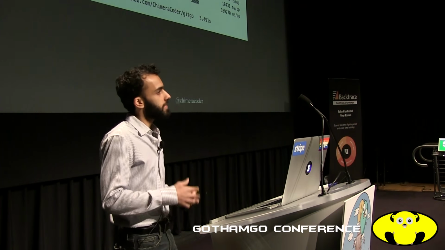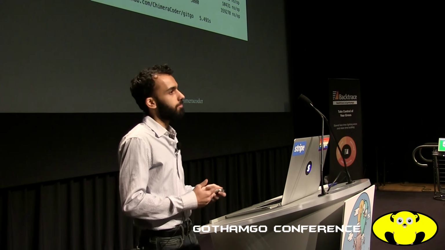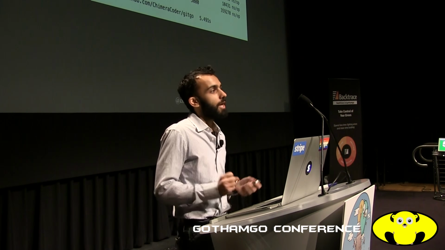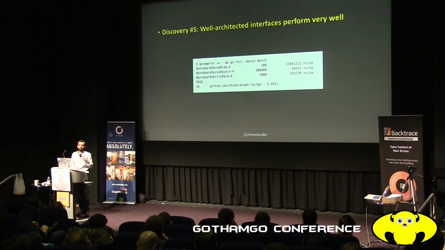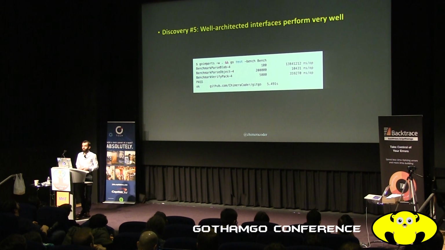if you design your interfaces well, if you think about them and if you're mindful of how you use them, you're actually going to get far more performance out of them. We made absolutely zero effort up front into optimizing Gitgo for performance when we first wrote it, and yet these are the very first benchmarks that we ran. We could already load and parse 100 Git objects every millisecond.